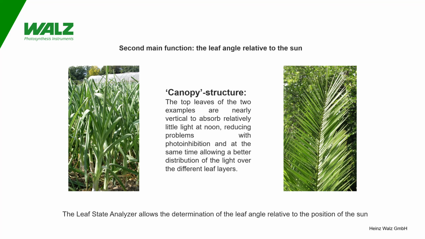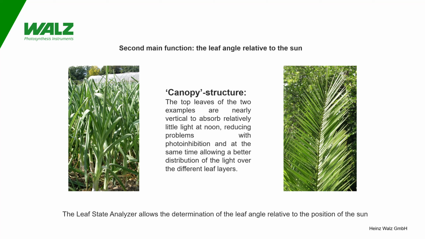The second main function of the leaf state analyzer is the determination of the leaf angle relative to the sun. If you look around while walking, for example, in the garden, you may notice that many leaves are not oriented horizontally. This may have 2 reasons. It helps to distribute light over more leaf layers, and at the same time, this means that chloroplast in such a leaf will absorb less light.